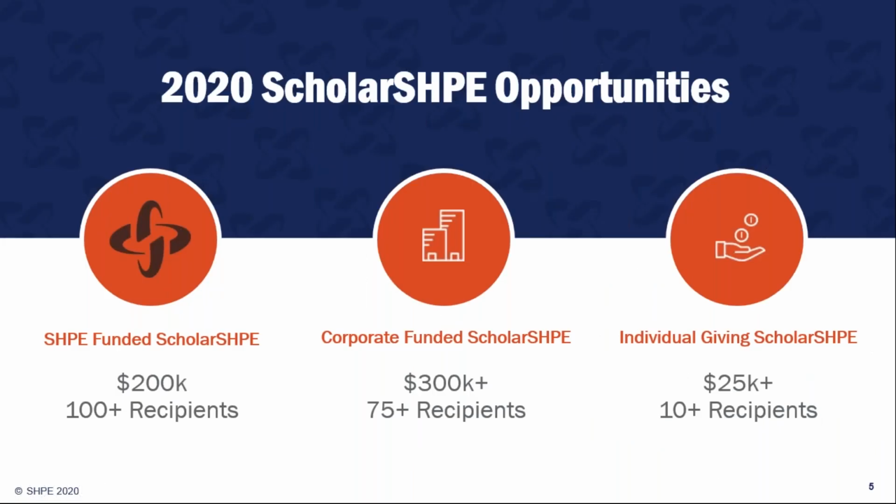So our scholarships are funded by three types of sources. We have those that are funded by SHPE directly that account for over 100 awards and $200,000. Those funded by our corporate sponsors that this year will account for over 75 recipients and over $300,000. And we are especially excited this year because Intel has pledged $200,000 and has a majority contribution to graduate students who are previously not the focus of corporate dollars. And we have those funded by individual donors that account for over 10 recipients and over $25,000.